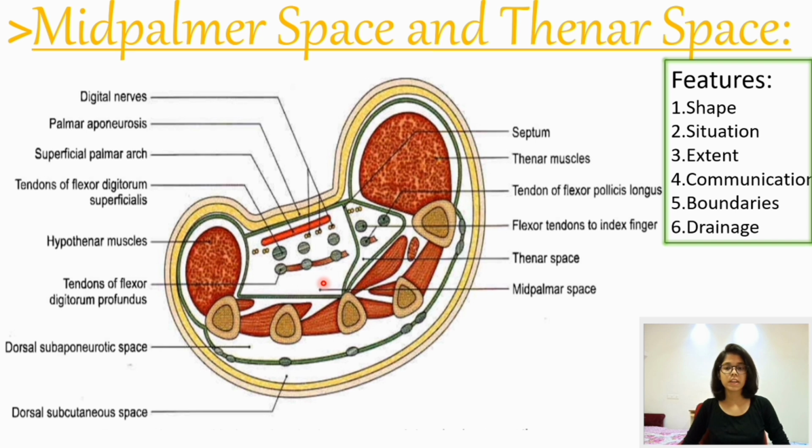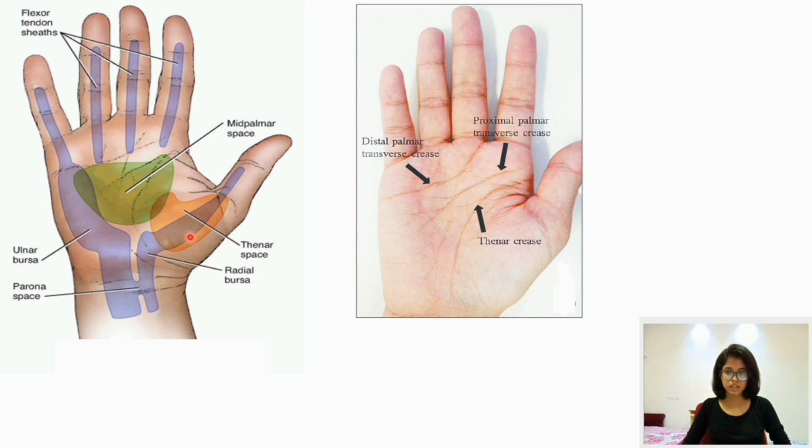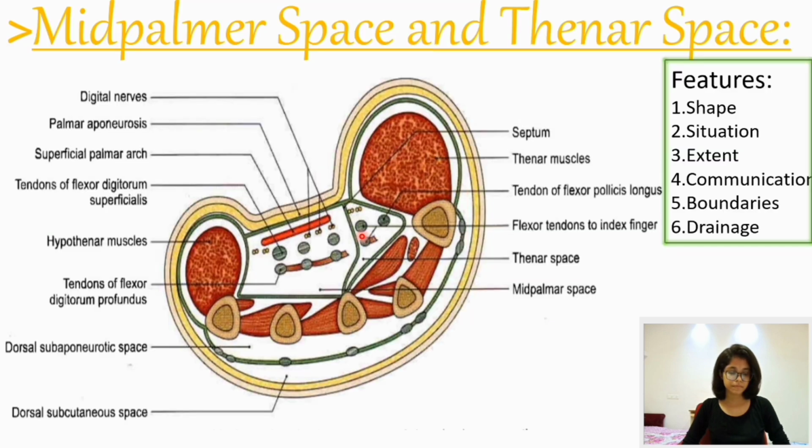Next, drainage. In case of abscess in the mid-palmar space, drainage is done by giving incision through the third or fourth web space. Next, coming to thenar space. This is the thenar space. Shape is nearly triangular, situated under the outer half of hollow of palm. Next is extent. So the thenar space extends proximally from the distal margin of flexor retinaculum distally till the proximal palmar crease. So this is the thenar space that extends from the distal margin of flexor retinaculum till the proximal palmar crease.